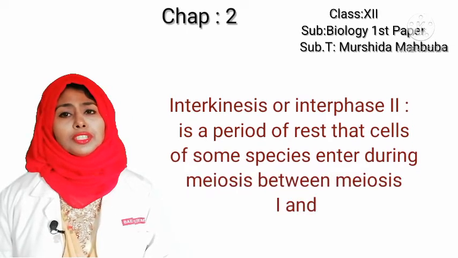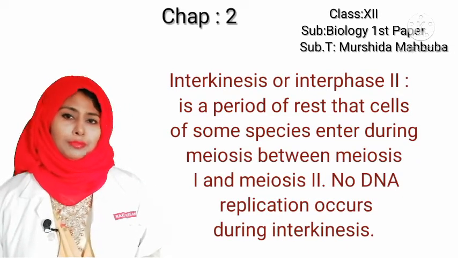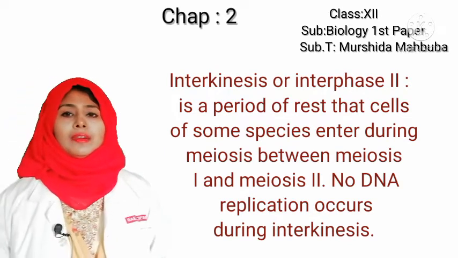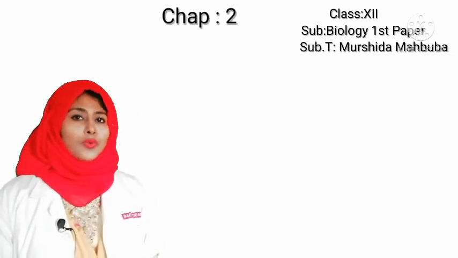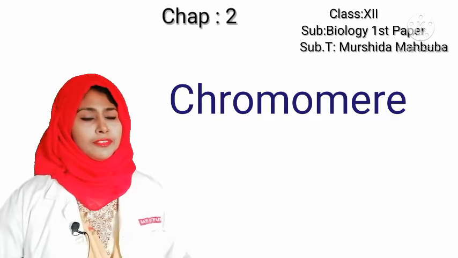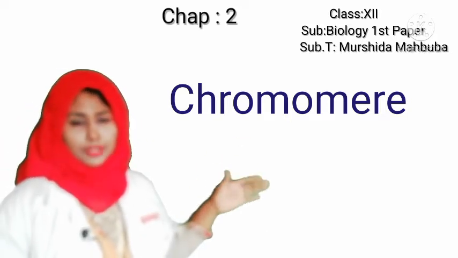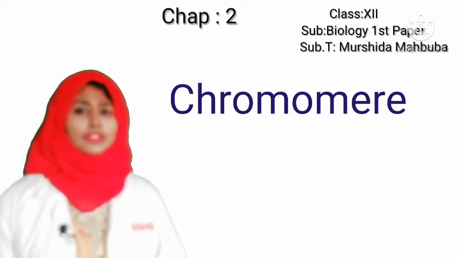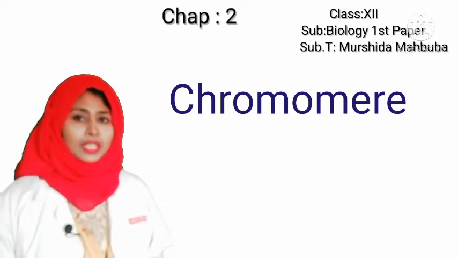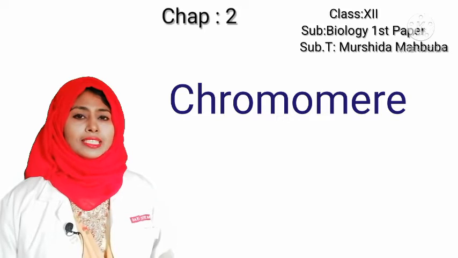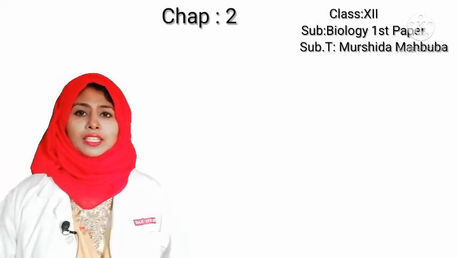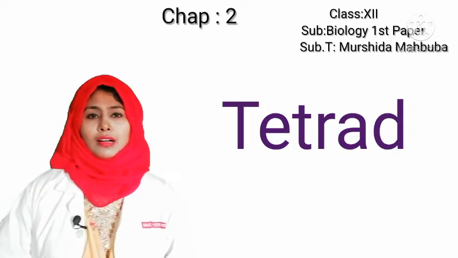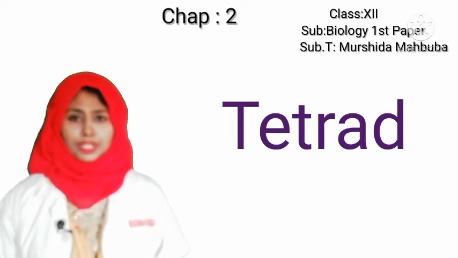What is interkinesis or interphase 2? Interkinesis is the period of rest between meiosis 1 and meiosis 2. No DNA replication occurs during interkinesis. My dear students, we already know what is chromomere. Some definitions of this meiosis part we want to review. What is chromomere? A bead-like swelling on a chromosome in the leptotene substage of meiosis cell division is known as chromomere. What is tetrad? The 4 chromatids of a bivalent are known as a tetrad.